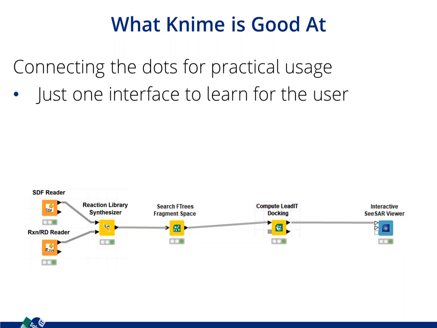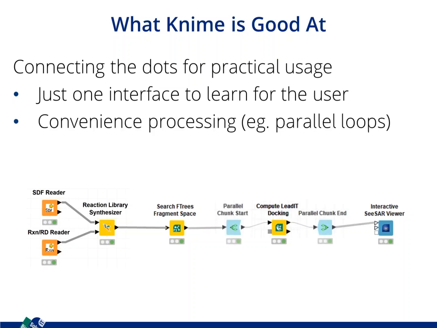It comes with the advantage of just one interface for the user to learn, so a very steep and quick learning curve, instead of this tool, this interface, next tool, next interface, and so on, which would be a lot of work. It comes with convenient processing options. For example, you have multiple CPUs on your computer. You want to use them all. Well, just surround some nodes with the parallel chunk loop nodes, and there you go. It runs now using all your CPUs. So that is something that KNIME is particularly good at and strong at.